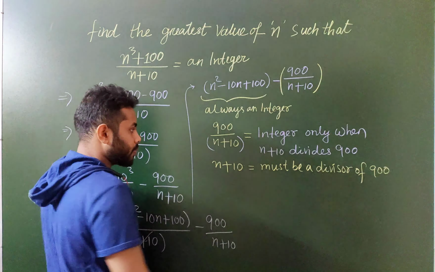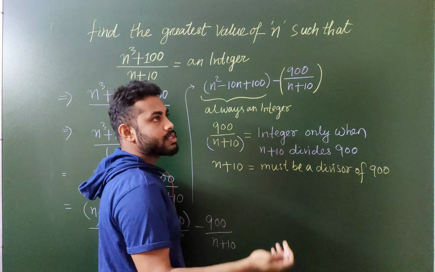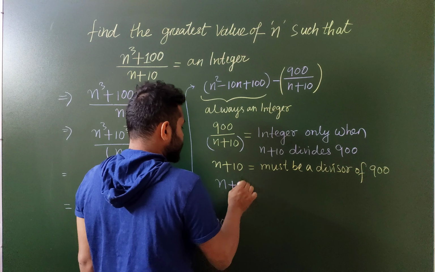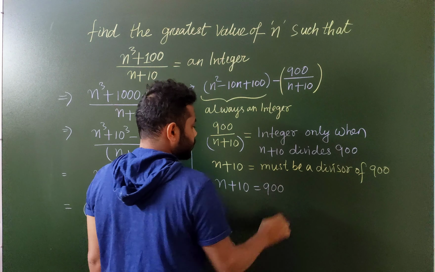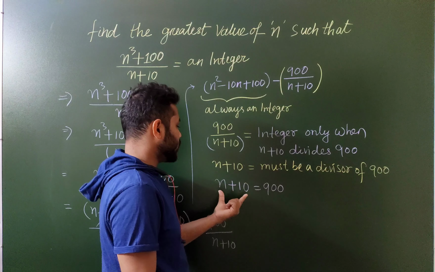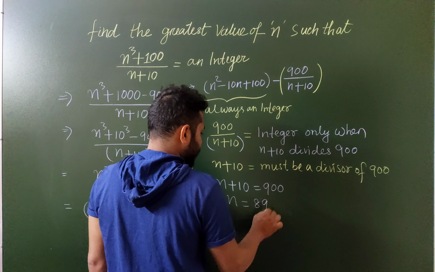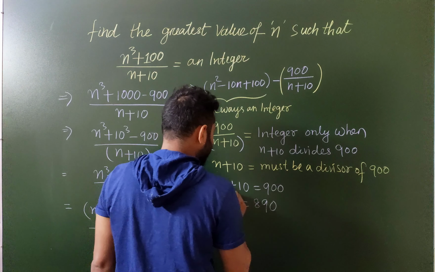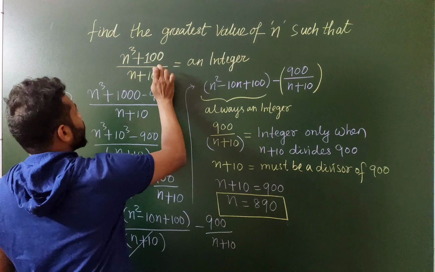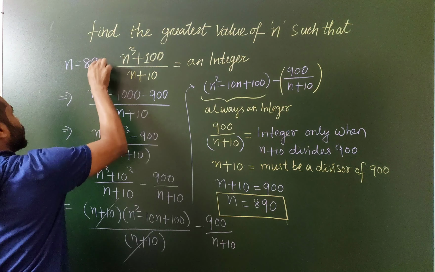Because we want the greatest value of n, if n is maximum, then n plus 10 is also maximum. And the greatest divisor of 900 is 900 itself. So n plus 10 must be equal to 900, because n plus 10 is a divisor of 900 and has to be maximum. It means n equals 890. So the greatest value of n for which this entire quantity is an integer is n equals 890. This is the answer to this question.